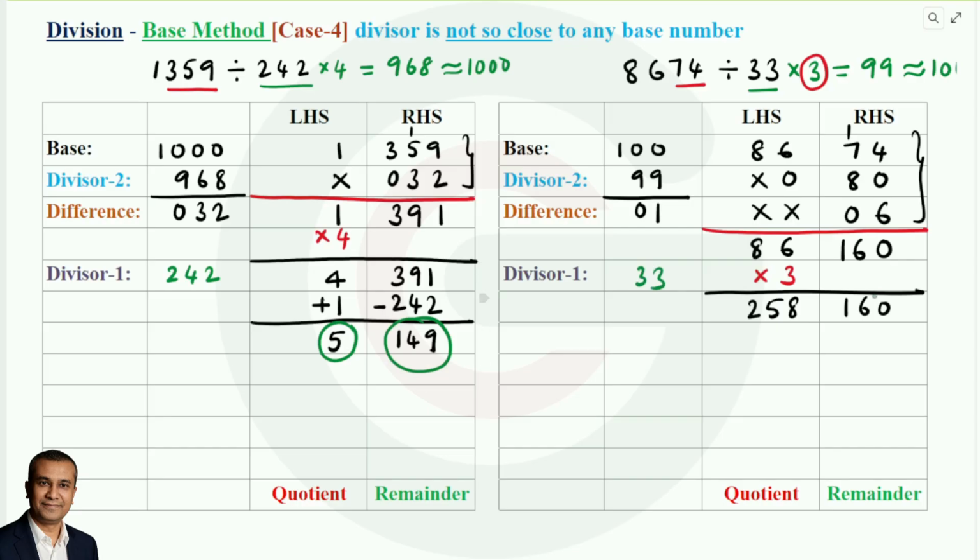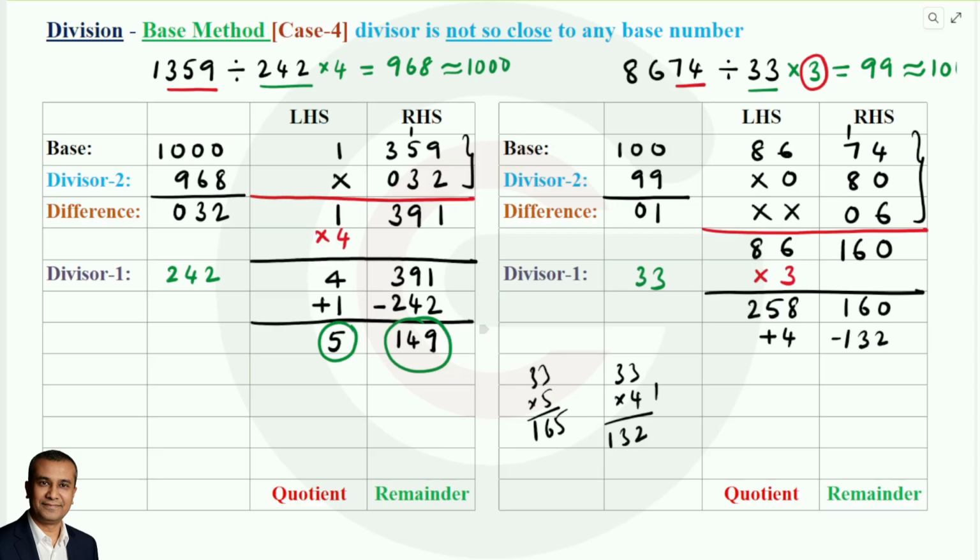Here you can observe that still this 160 is quite greater than 33, so it is still divisible. And this 160 goes 4 times with 33. So 33 into 4, we get 4 3s is 12, 12 plus 1 is 13. So 132. 33 into 5 will be 165, which is greater than 160. So we'll add here plus 4. Plus 4 we'll add to the quotient. And 33 into 4 is 132.